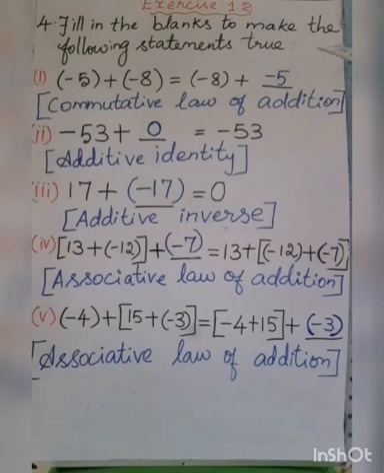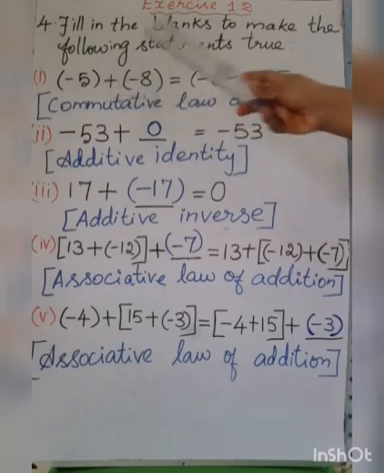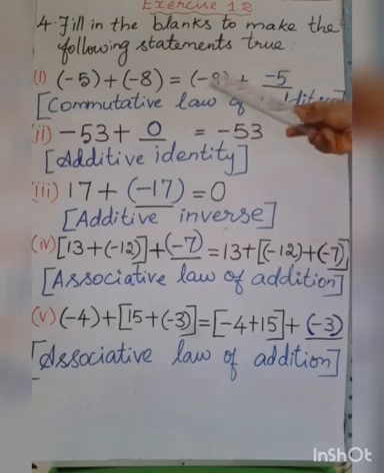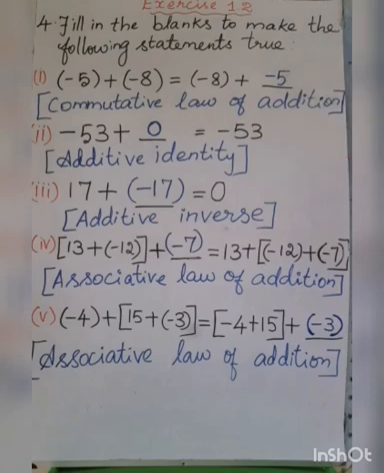Fill in the blanks to make the following statements true. First one: minus 5 plus minus 8 equals minus 8 plus dash. On the left hand side two integers are present, minus 5 and minus 8. On the right hand side only one integer is present, minus 8. So the second integer is the question. The minus 5 is missing, so minus 5 is your answer.